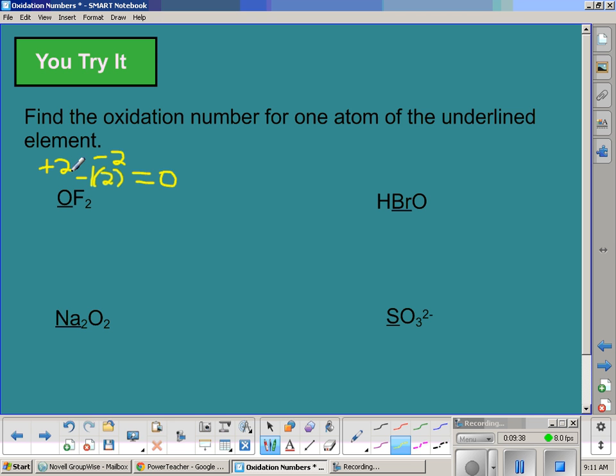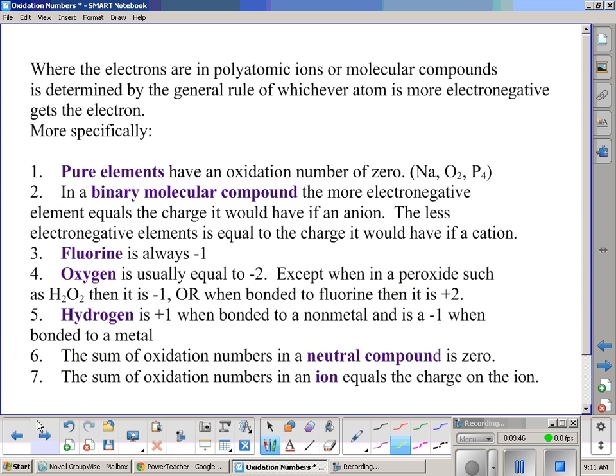Now remember we had a rule for oxygen. Let's go back and look at that for a minute, because it said oxygen is usually a -2. Well, how come this one has to be +2? Let's go back and look.